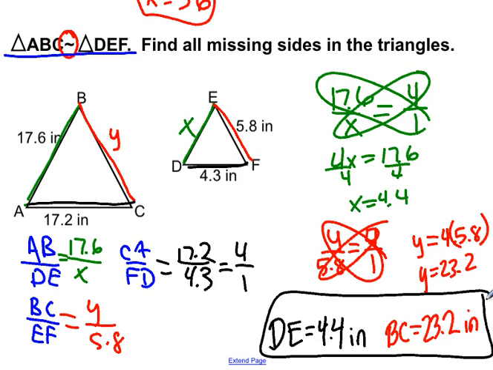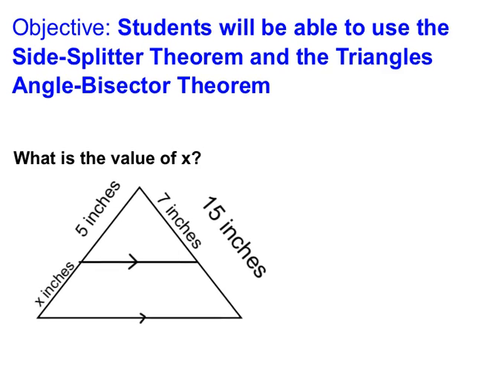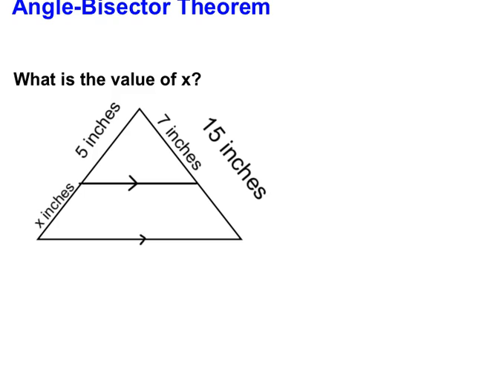We're on to our very last page, so here we go. The objective is that students will be able to use the side splitter theorem and the triangle angle bisector theorem. They basically say that if you have two parallel lines, like in this problem, that make up some triangles up there, the sides that they cut are proportional. And so we can actually set up a ratio, a proportion of the sides that are cut up.